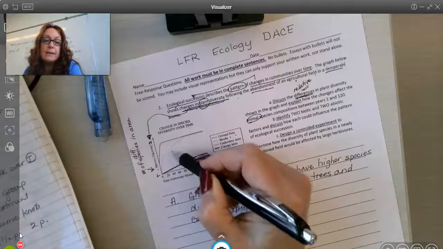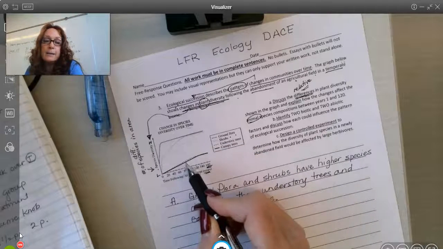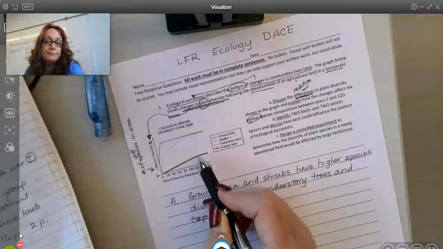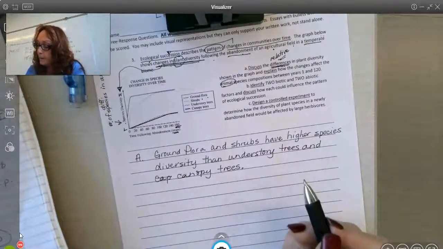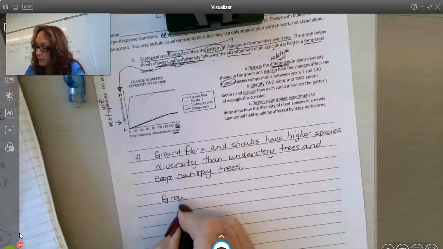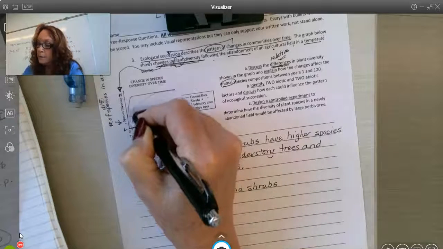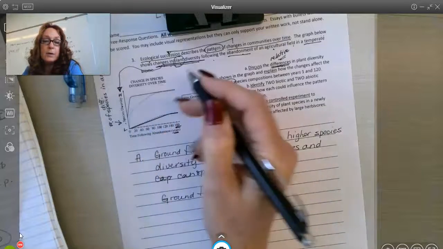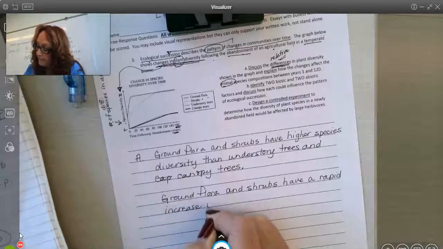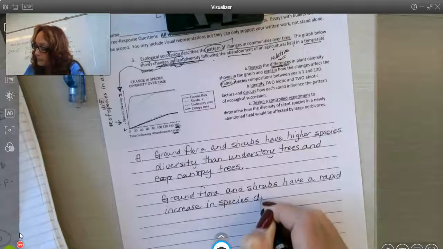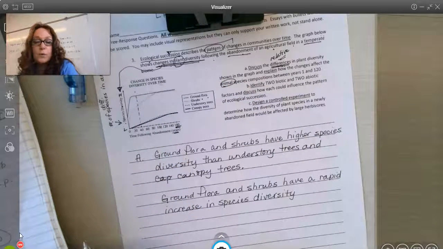The other piece of information that I see is you've got pretty much slopes that are extremely steep right here and slopes that are extremely not steep, so slow. This is just going to mean slow, so the rate of change here. And so I'm going to write, I'll just start the same thing again, because it's the same two. Ground flora and shrubs. So this is a rapid increase in species diversity. Have a rapid increase in species diversity. And I'm kind of thinking that really in the first 40 years.